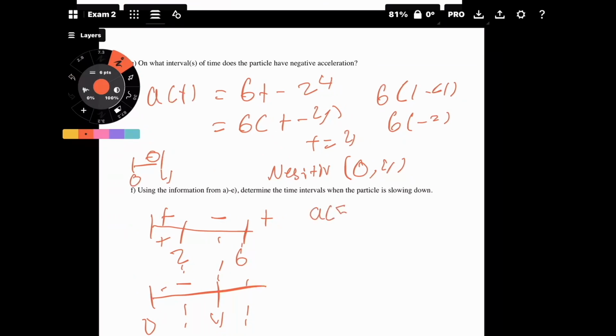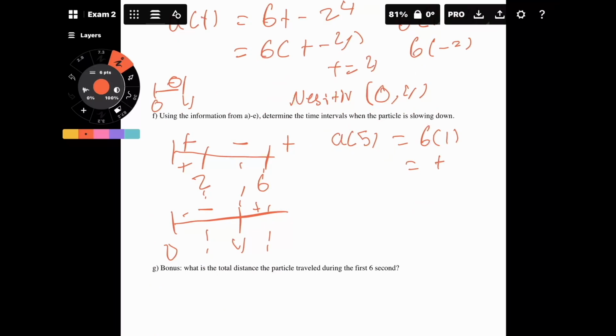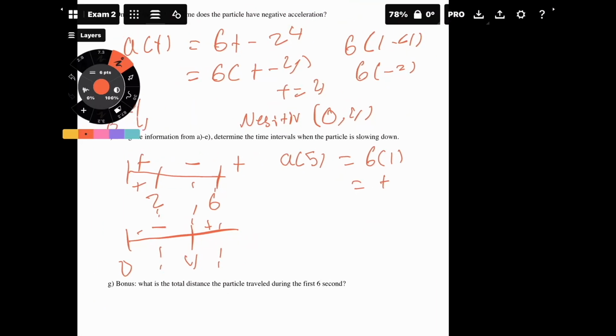Since if we go back here to acceleration and put 5 in, a of 5 would give us positive. So that's 6 of 1 equals positive. So it would be 4 to 6. So slowing down at 0 to 2, union 4 to 6.